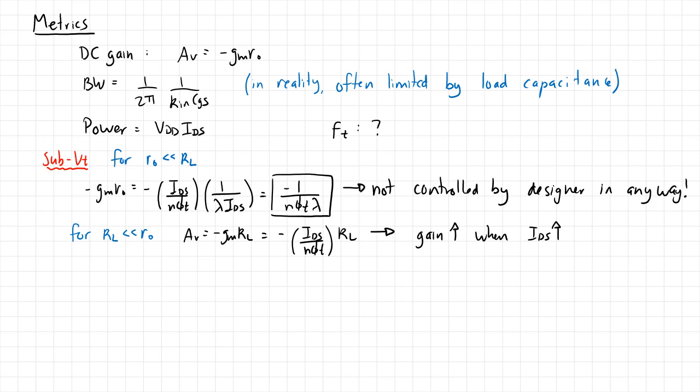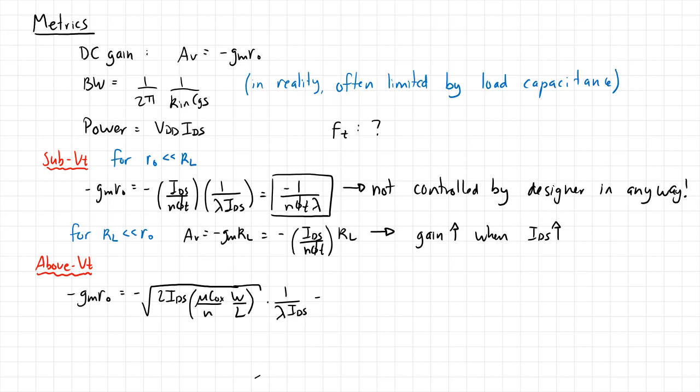That is only true if the load resistance is indeed much less than the internal resistance of the MOSFET. Let's now analyze the same circuit, but in above threshold. In this case, we're going to assume the usual case, minus GM R0, assuming that R0 is less than the load impedance. We can substitute in the transconductance formula: the square root of 2 IDS mu Cox over N times W over L, multiplied by 1 over lambda IDS.